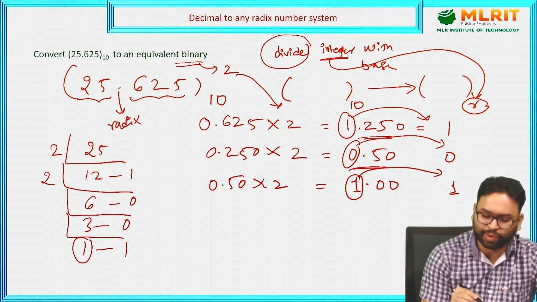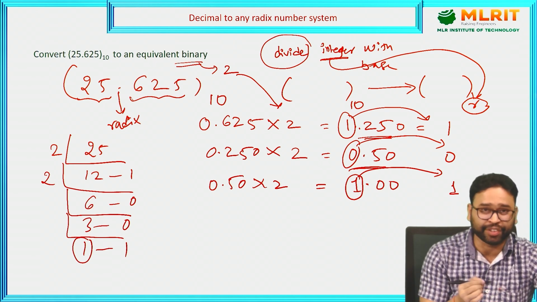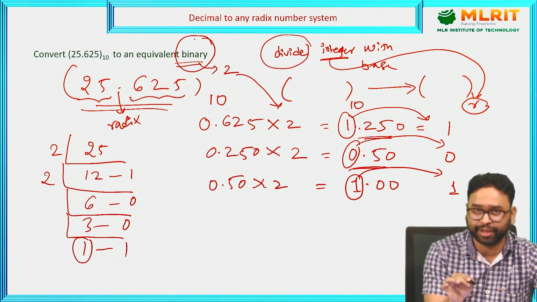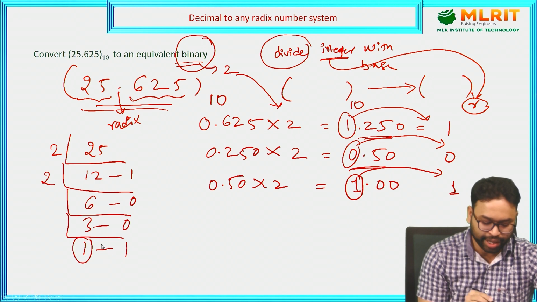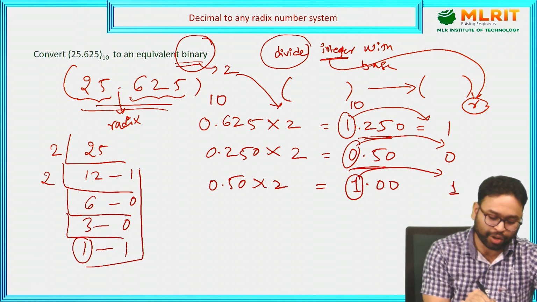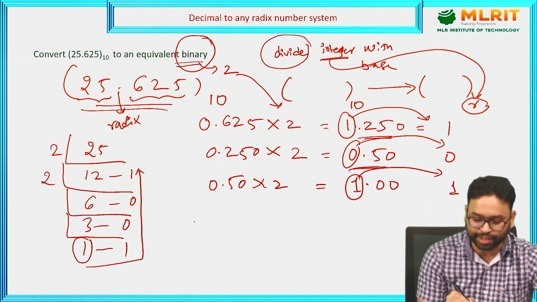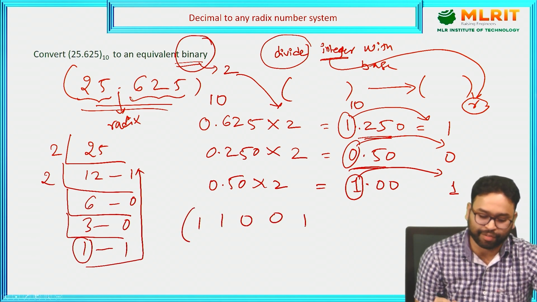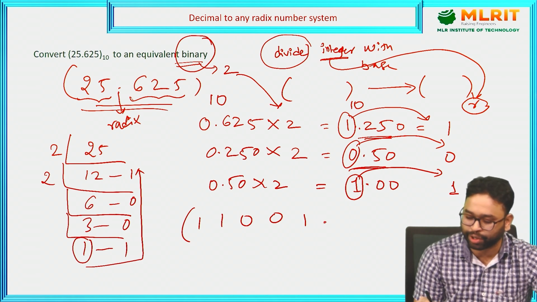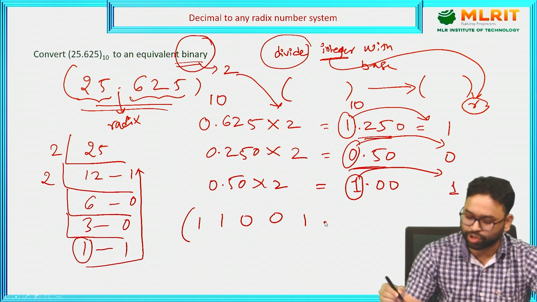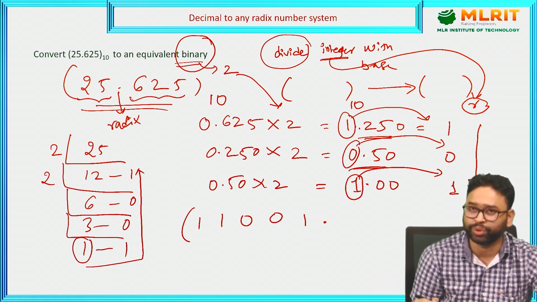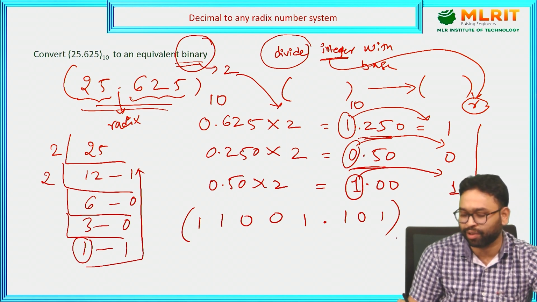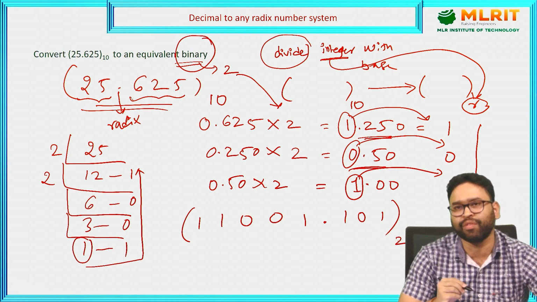So now look at this. In case of the integer part, we already did the division. If you're converting this entire value from decimal to binary, then for the integer part, write the values from down to top. That is 11001, the value for 25. For the fractional part, 0.625, you are supposed to copy the values from top to down. The value is simply 101. So the total value is equal to 25.625 in decimal.